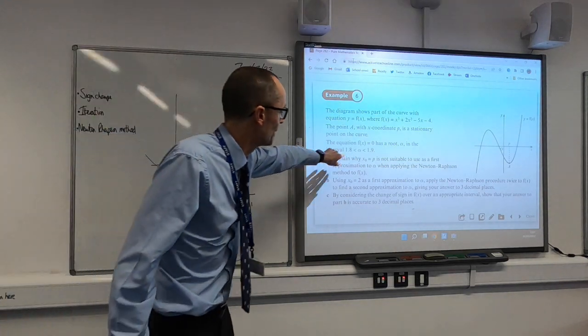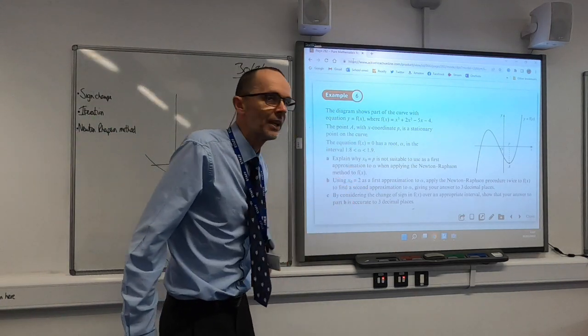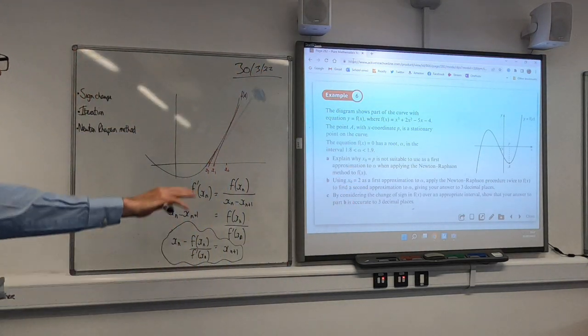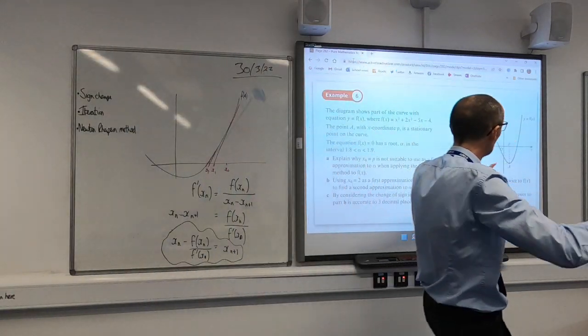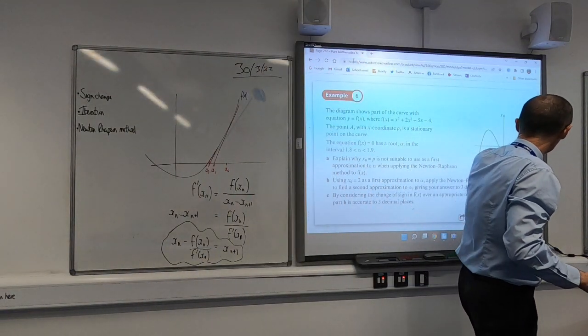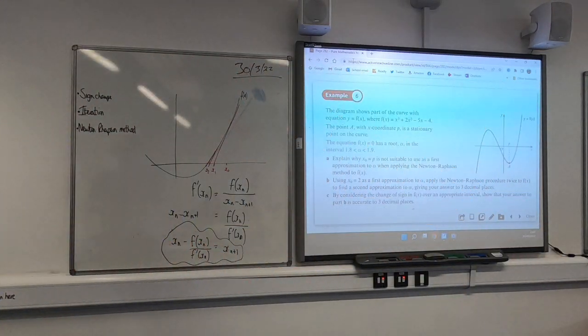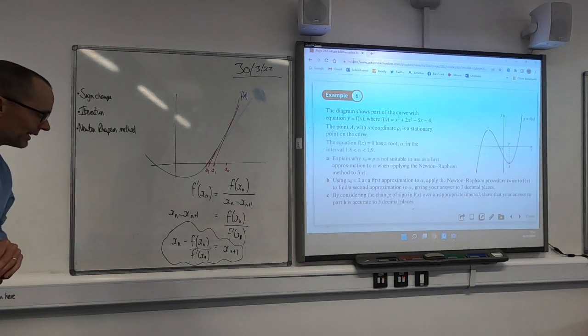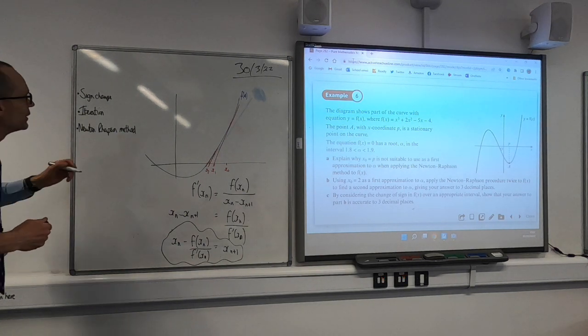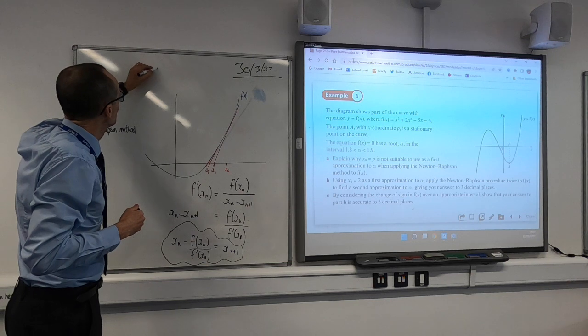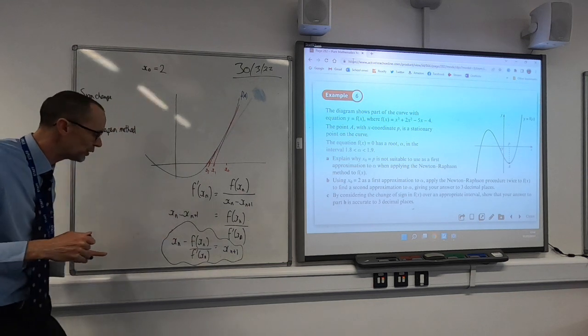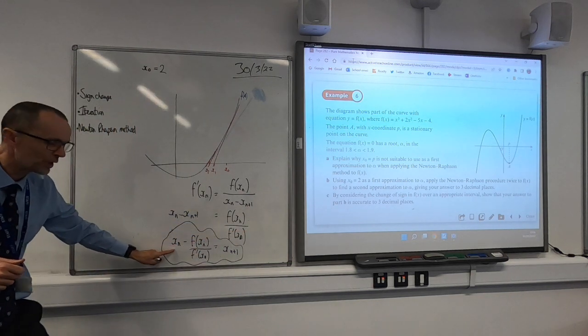Instead, we're told they've done a bit of sign change, so they're going to start with x is 2. And I don't actually know on this graph whether 2 is here or here. We don't need to know. We're going to use the Newton-Raphson method without knowing that. So my first value, x0, is 2. So when I first use that equation, that's going to be 2.